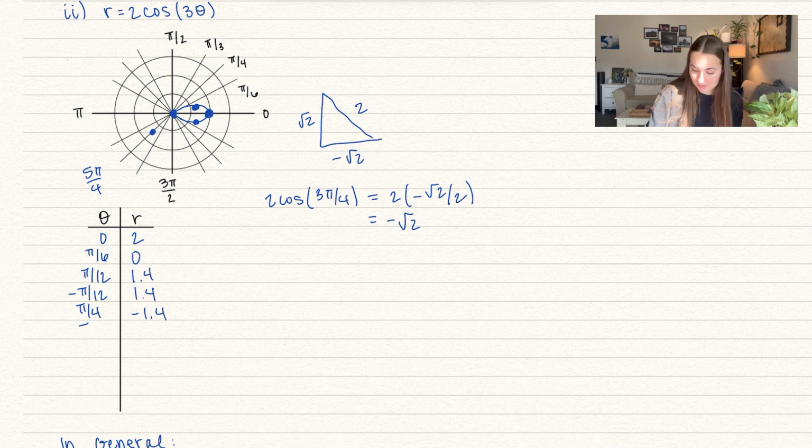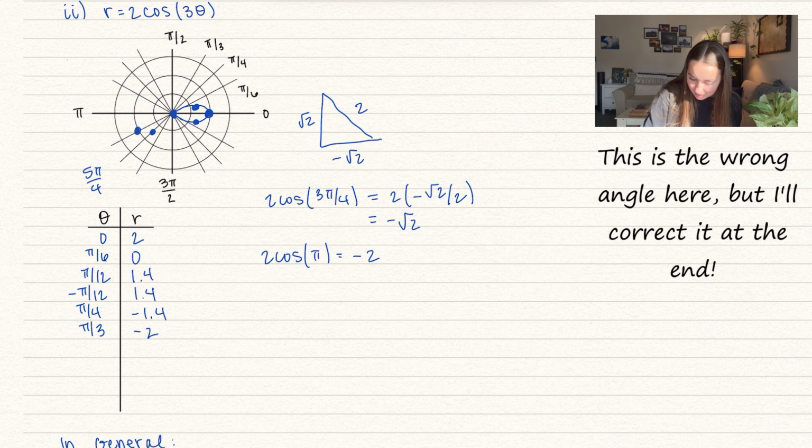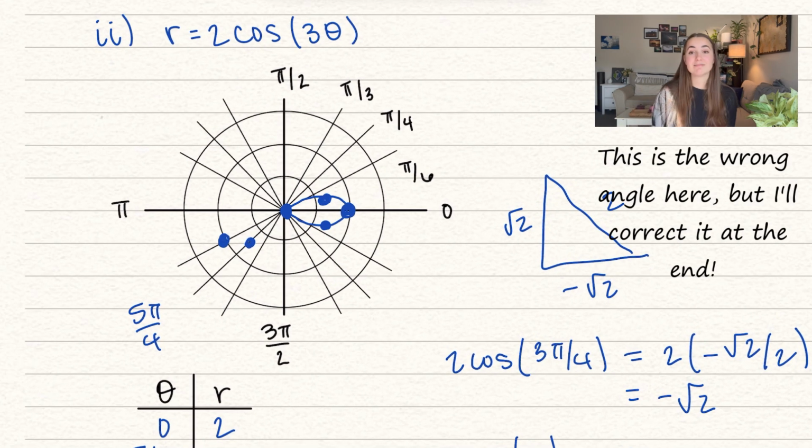Maybe we should see what happens at pi over 3. So here, let's go ahead and plug in pi over 3. 2 cosine of 3 pi over 3. Those 3's are going to cancel. We're left with pi. Ooh, we get negative 2. So that's going to be the whole length of our petal, right? So we're going to go out in the opposite direction, and we're going to go out a radius of negative 2. And now I can kind of see already my petal.